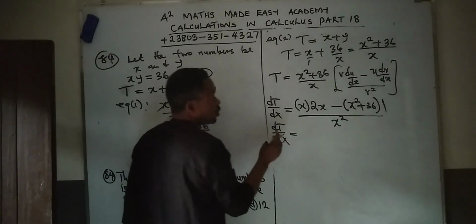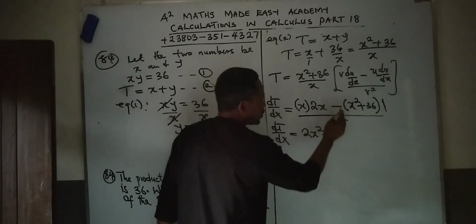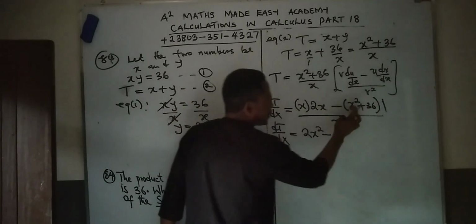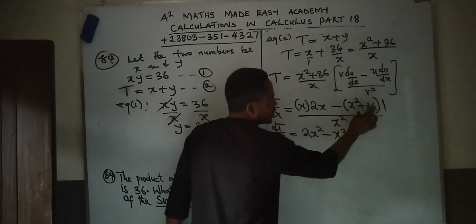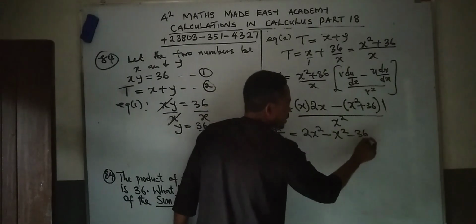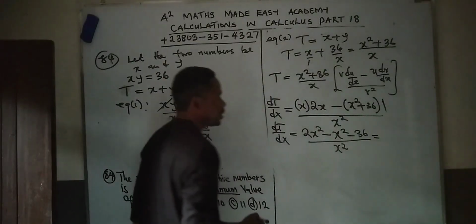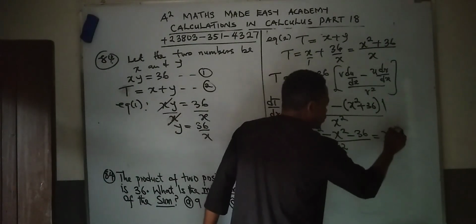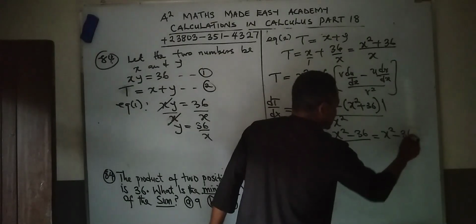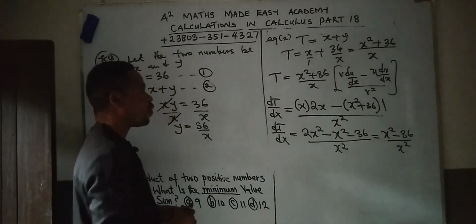dx is now equal to x times 2x will give me 2x squared, minus, open the bracket, minus 1 times x squared, minus x squared, minus 1 times plus 36, minus 36, then all over x squared. Now 2x squared minus 2x squared will give me x squared, then minus 36, then all over x squared. Now this is exactly what we are looking for.